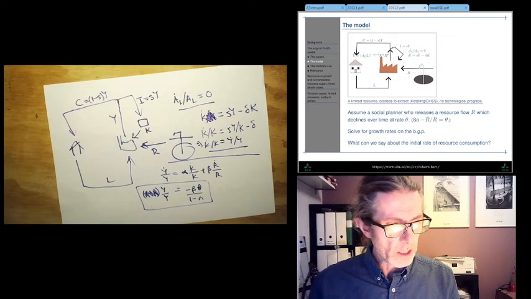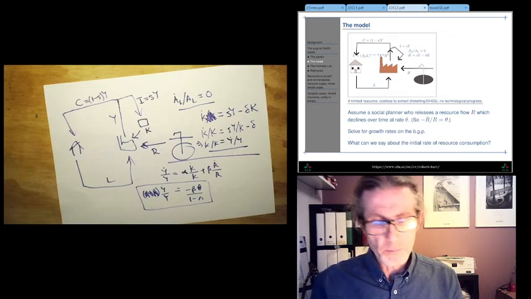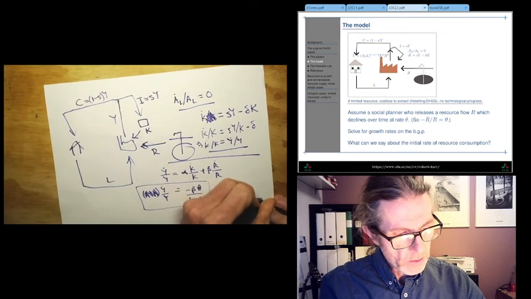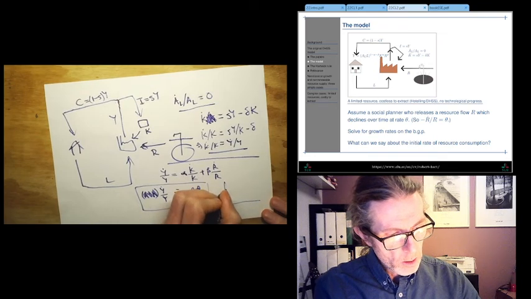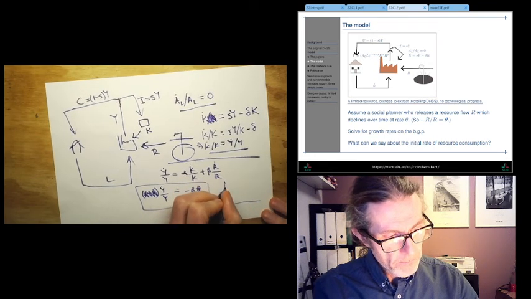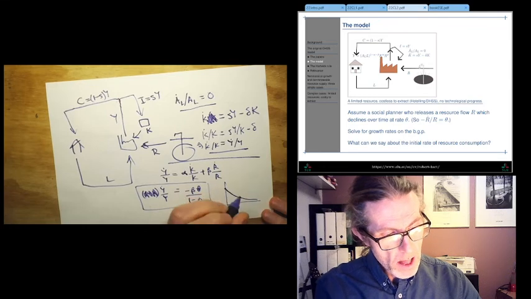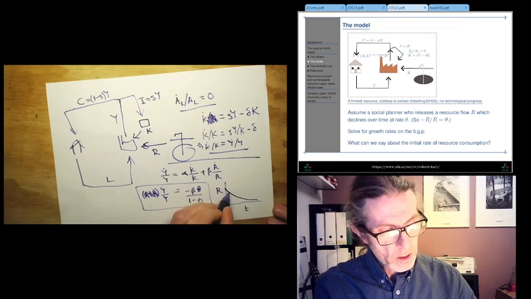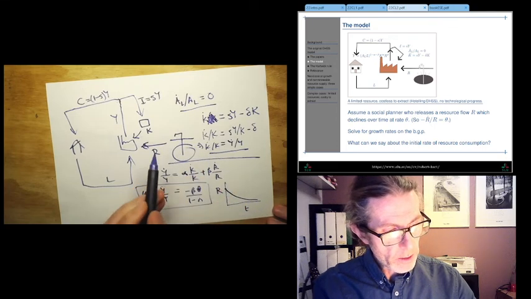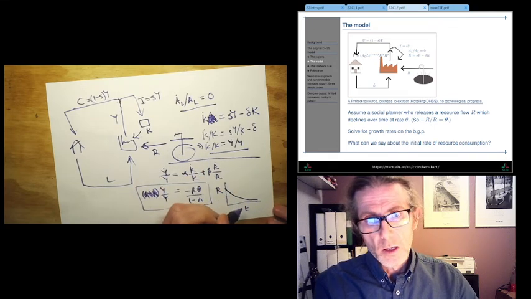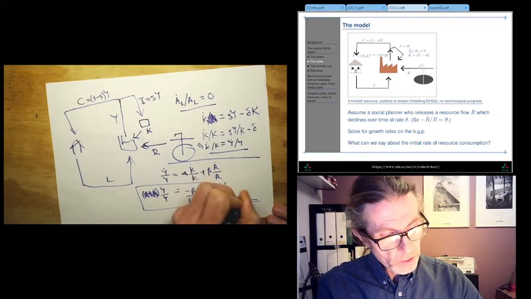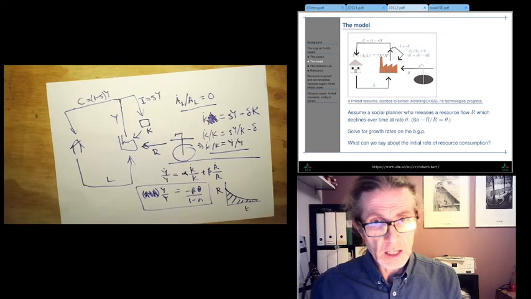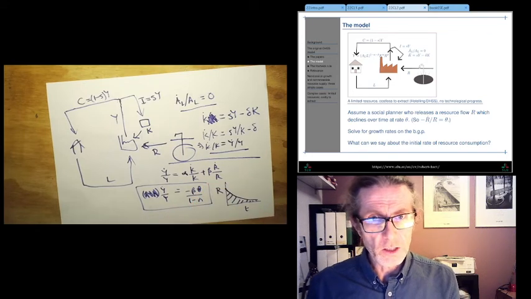What can we say about the initial rate of resource consumption? I don't want to go through this right now. I guess I need to go through it at some point. But basically, if this is R and this is time, then it's declining at rate theta, right? And so this is an exponential decline in R. And this area is actually the total extraction.